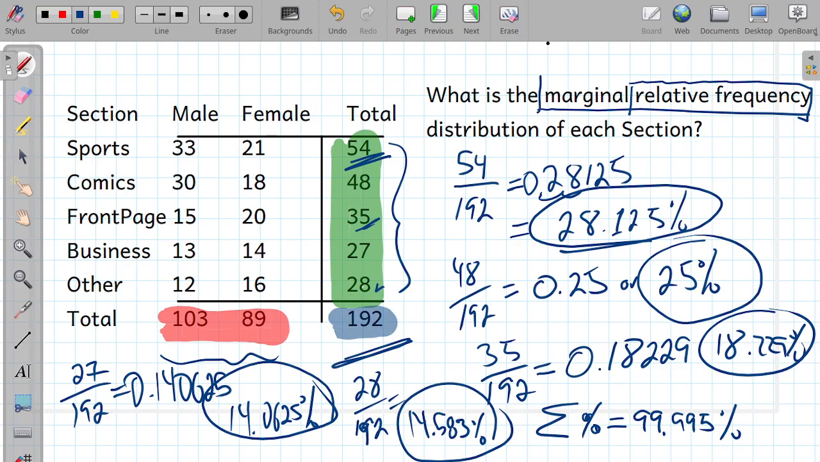That's the word marginal. The marginal distribution for each section uses the margin values, the red and the green. And we're going to be interested in what percentages they are out of the total percent. And that's pretty straightforward. Let's move on.